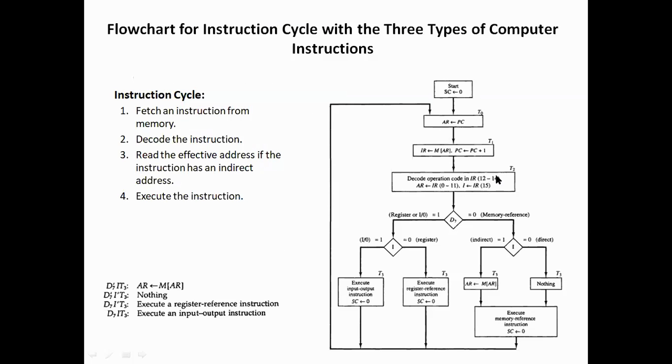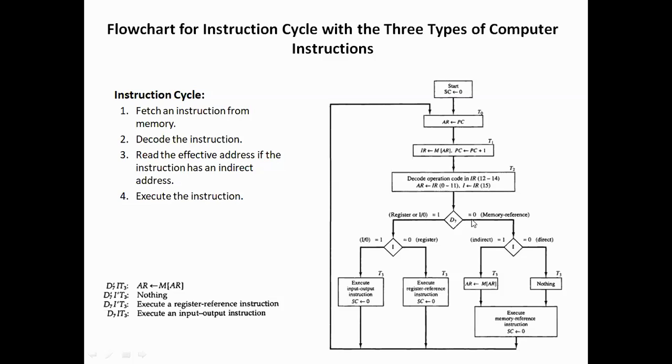So if this is 111, that means decoder D7 will be on, all others will be off. So the decoder D7 we will check. If D7 is on, that means it is one of these categories: either it is a register reference instruction or an IO instruction.